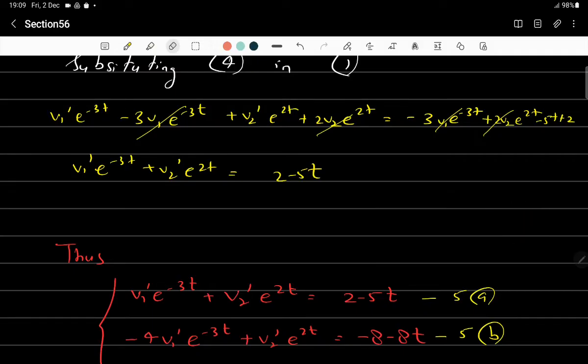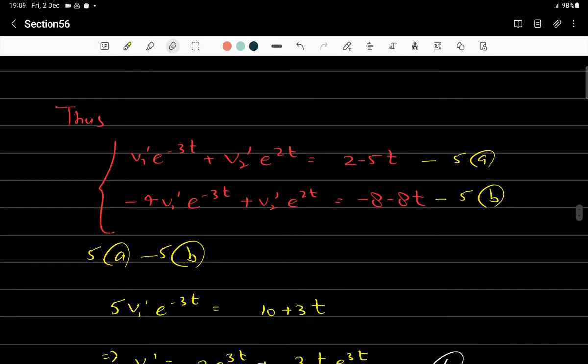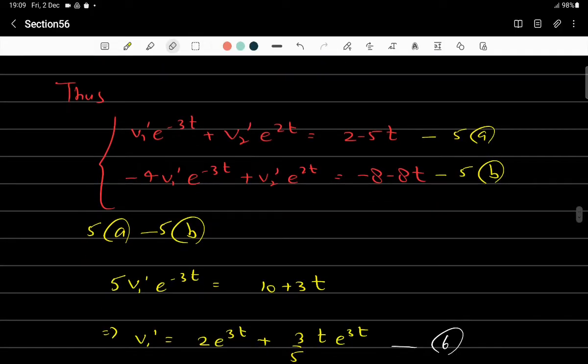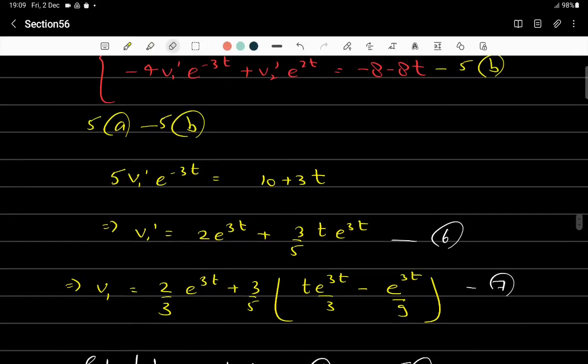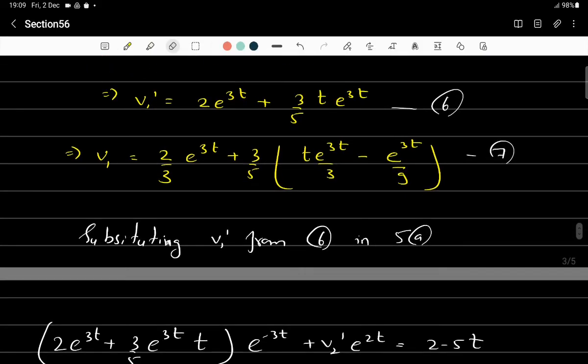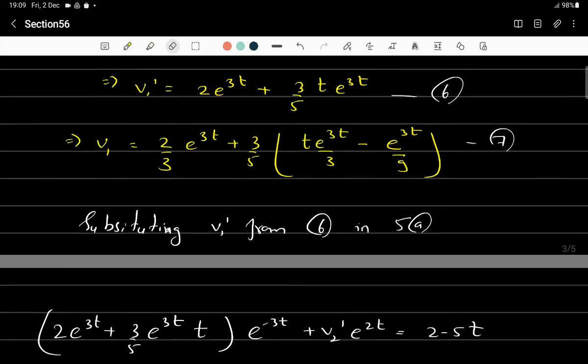Now moving further, I just need to solve them. If I subtract 5a minus 5b, I will get an equation in v1 dash. And if I substitute v1 dash into equation 5a or 5b, I will get v2 dash. Integrating v1 dash and v2 dash, I will have v1 and v2. Please try to do all this calculation by yourself. The idea is very simple. The only mistake which can happen is in the calculation.